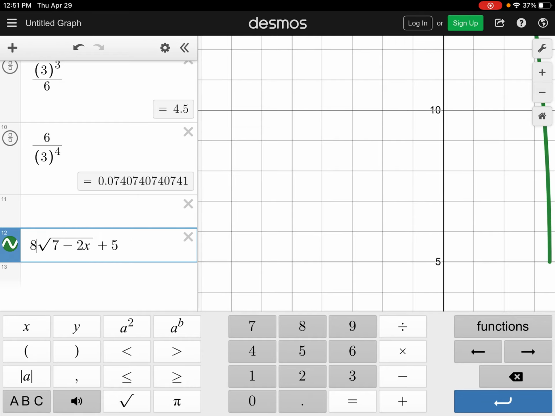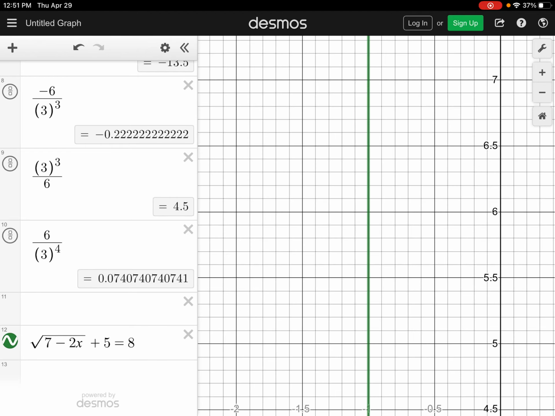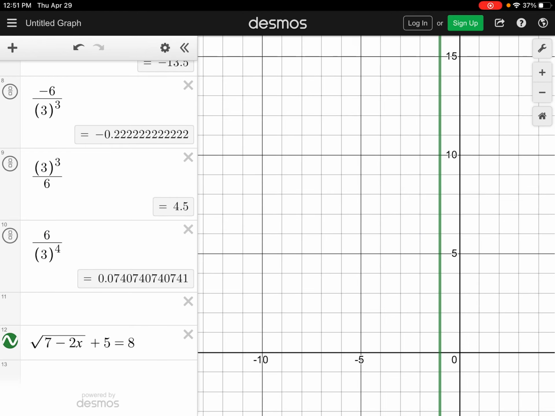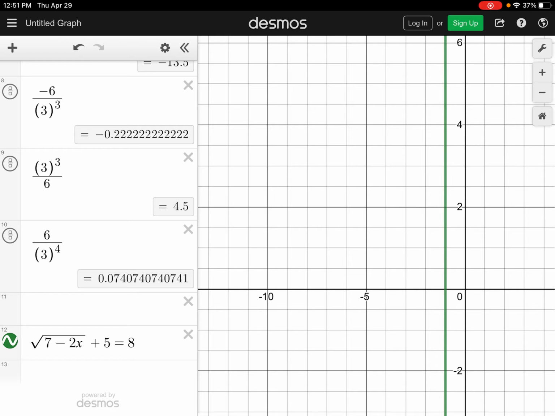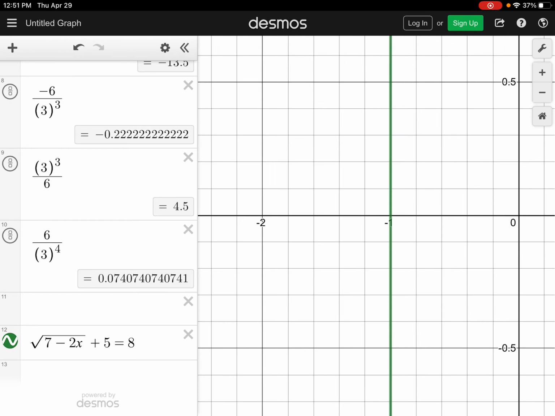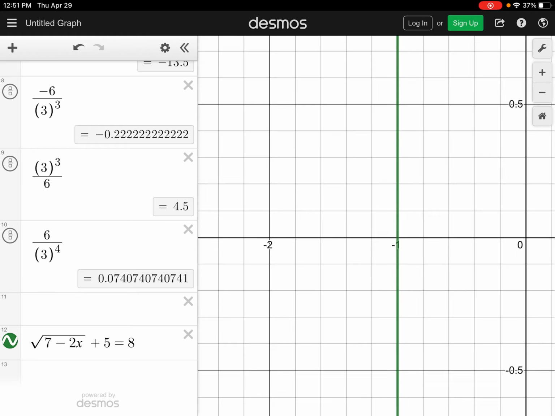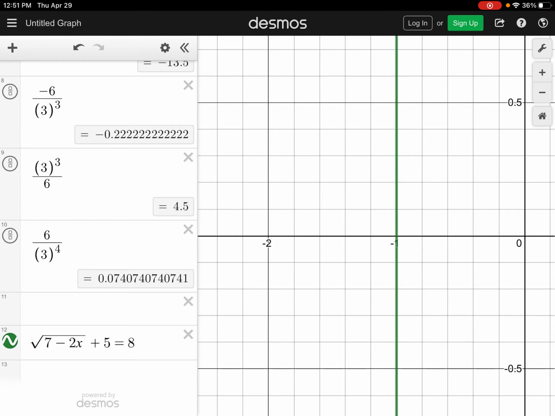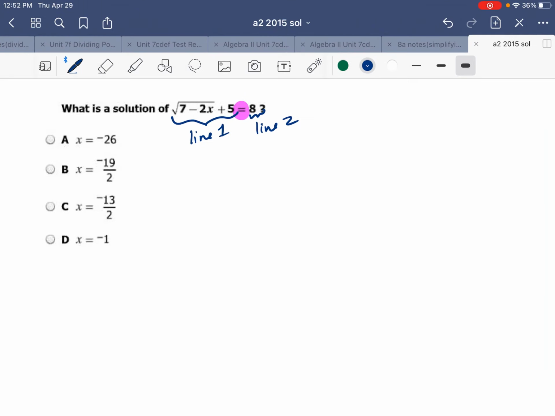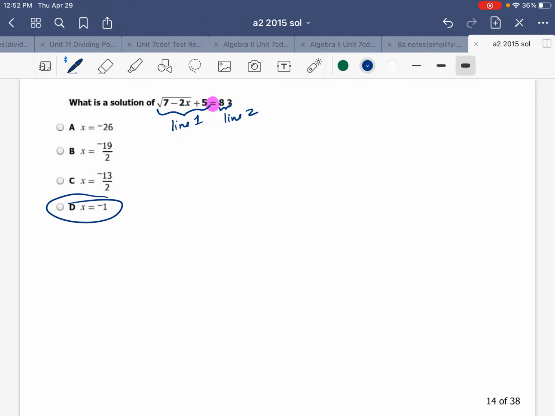Otherwise, instead of y, you can actually put the whole function in. So it'd be 8 equals, or sorry, I should probably do that on the other side, equals 8. And you're going to look for the intersection. And here, unfortunately, you cannot click on it. It won't tell you, but you can see it crosses the x-axis at -1. So that's going to be your solution. So here we're going to look for a -1, and there you go. Or you can substitute all of those answer choices in for x, and you can also find the answer, one of the two. So there's a couple helpful hints for the SOL. Thanks for listening.